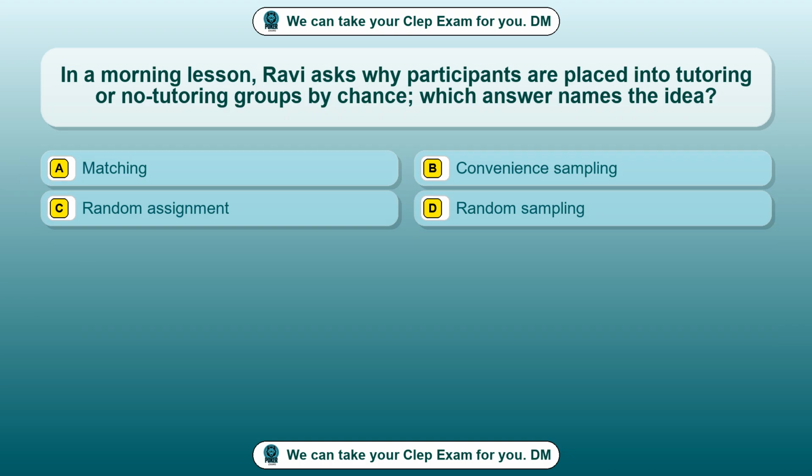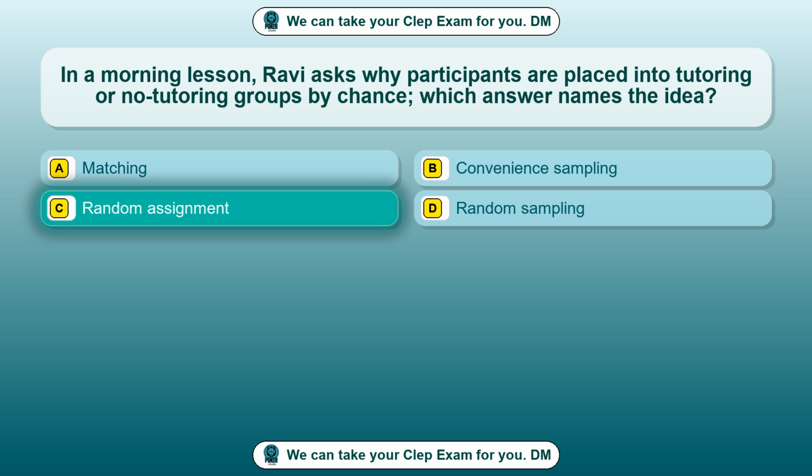Question 89. In a morning lesson, Ravi asks why participants are placed into tutoring or no tutoring groups by chance. Which answer names the idea? Option A, matching. Option B, convenience sampling. Option C, random assignment. Option D, random sampling. The correct answer is option C, random assignment.